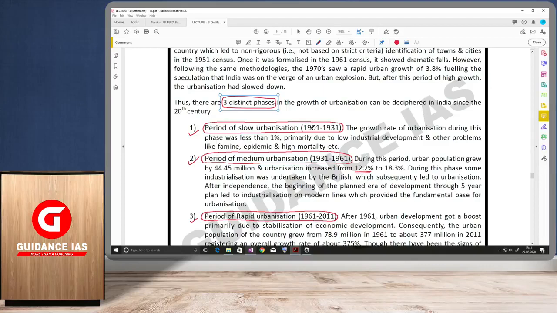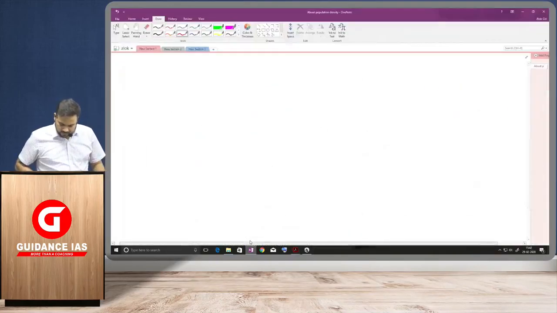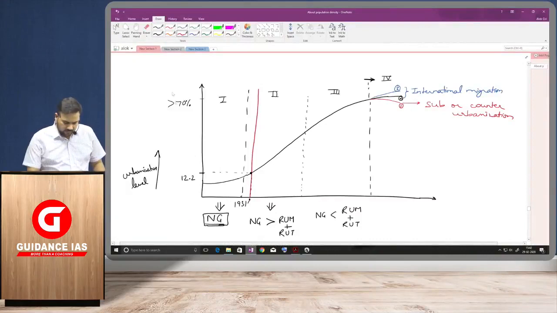After this period has come the period of rapid urbanization. ठीक है, सो अब इसमें देखें, अगर हम मुझे यहां पर बनाना होगा तो यहां पर हमने क्या बनाया?